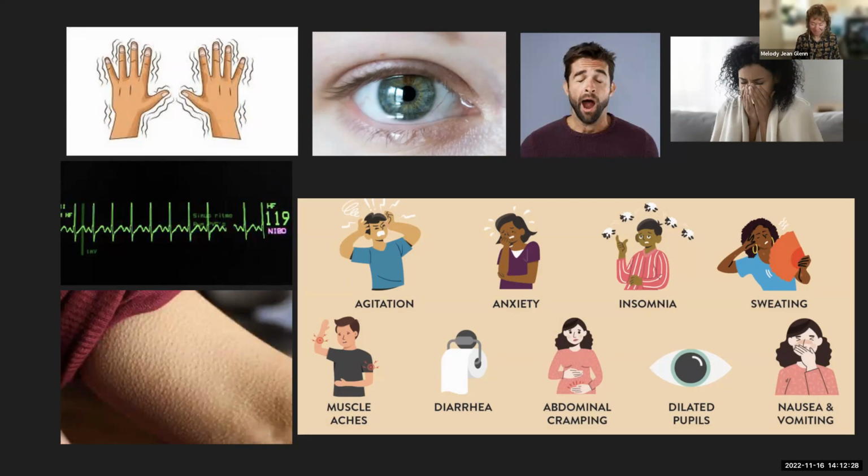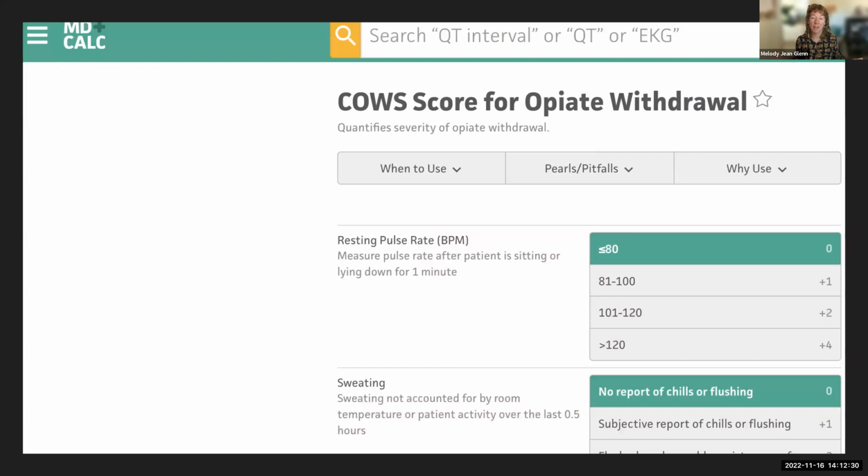Okay, so there's a COWS score, just like we use CIWA all the time for alcohol withdrawal. There's the COWS score for opioid withdrawal, and all those symptoms that we mentioned are part of it. There's also lots of subjective questions, things that you actually ask the patient themselves. So when I'm calculating someone's COWS, I pull it up on my phone, I go into the room, and I scroll through and ask them the questions.